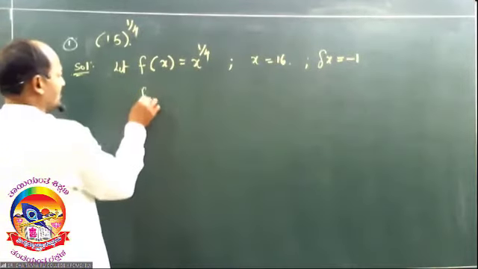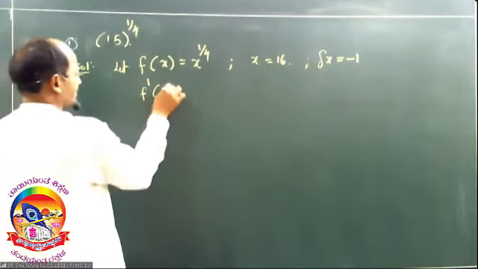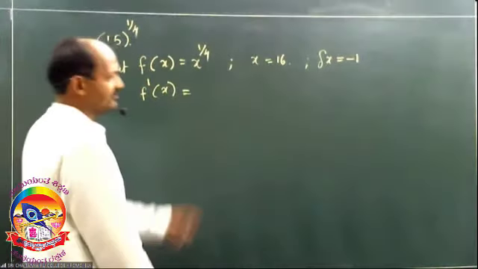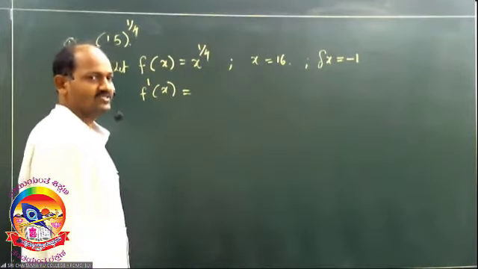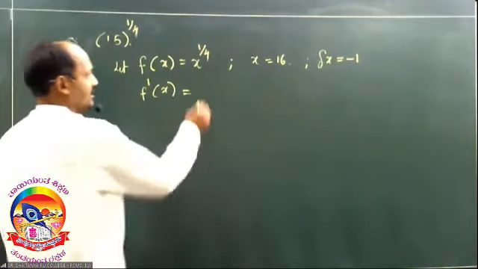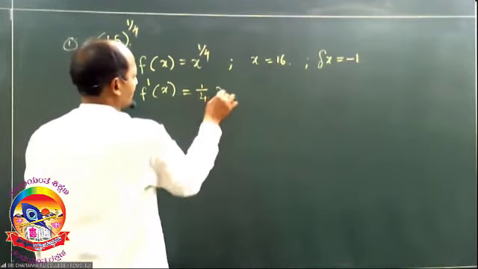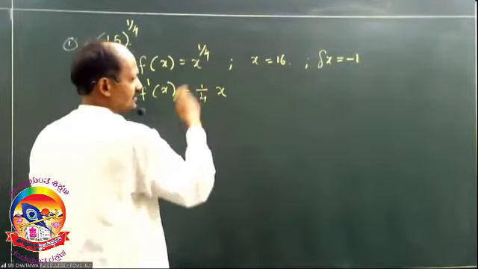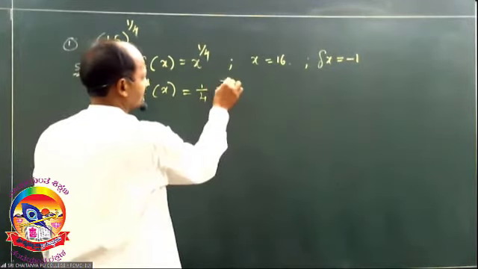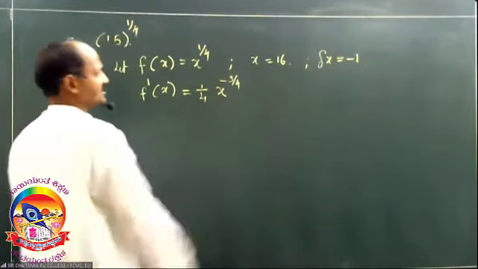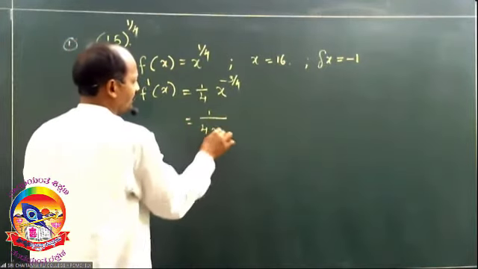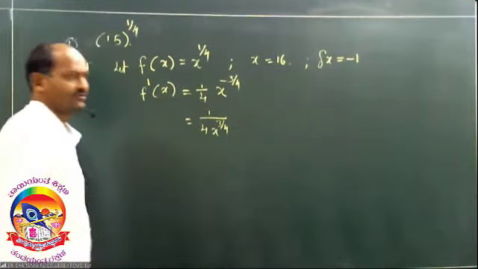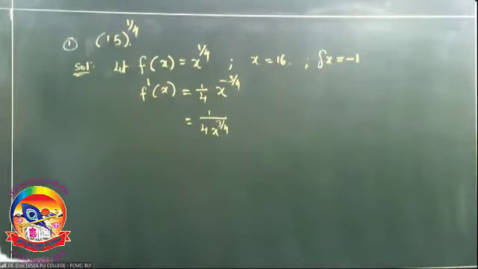What about its derivative, f dash of x? It is a derivative of x power n form. Derivative of x power n is equal to n x power n minus 1. 1 by 4 minus 1, that is minus 3 by 4. It is 1 divided by 4 x power 3 by 4. Okay? We know that.